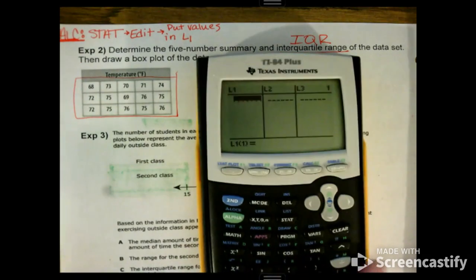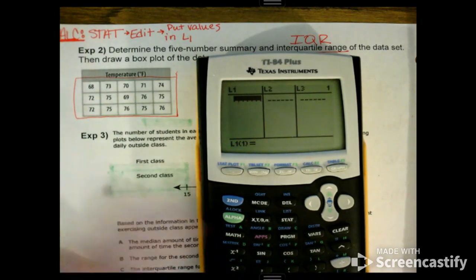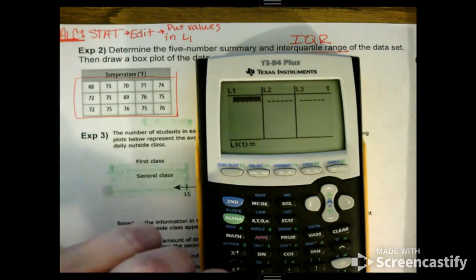Okay, so let's do that now. Do you think it matters in order? Is our calculator smarter than we are? Calculator smarter than we are. We don't have to put it in order. It'll do it for us. So if you wanted to go this way, that's fine. If I wanted to go up and down, that's fine. It doesn't matter. Just enter it in.